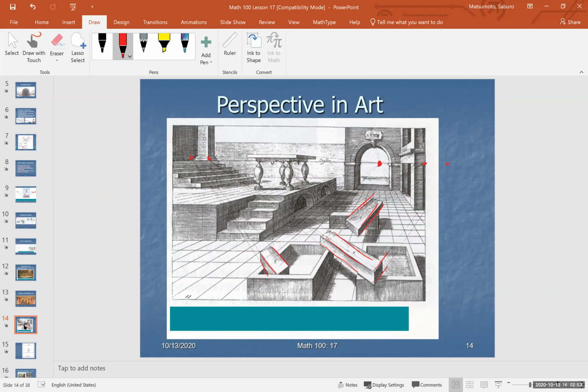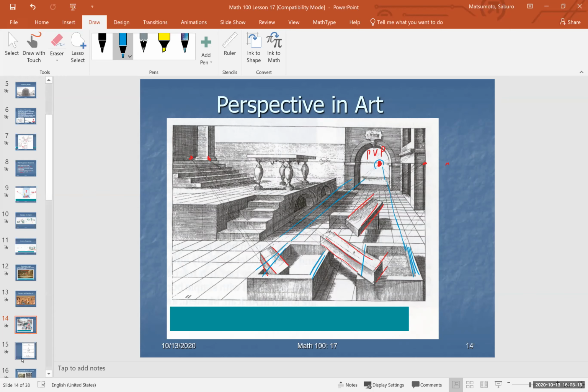And this happens to be the principal vanishing point of this picture, because this is where, maybe I should color this differently, the lines that are parallel to each other and perpendicular to the canvas, okay, would all meet at this point. So this is the principal vanishing point right here, right?